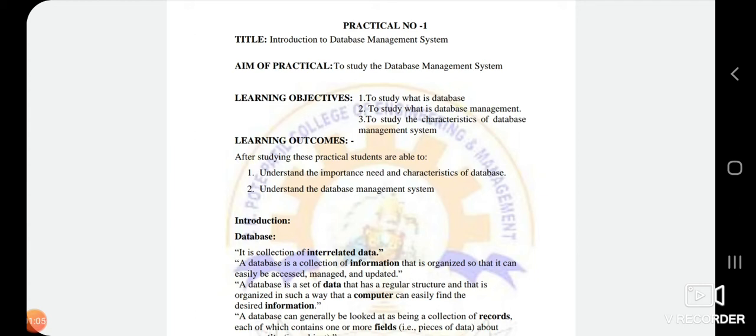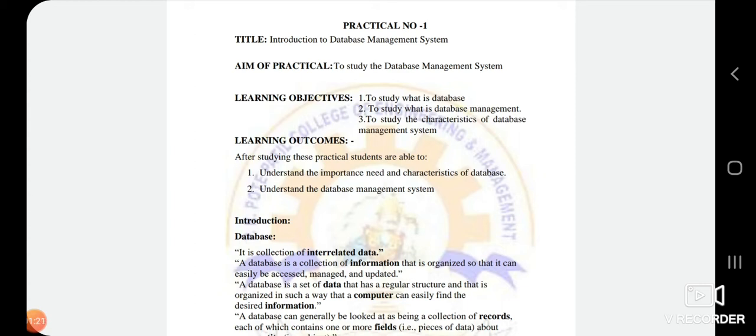Now, how to submit the practical, how to perform the practical, or how to go for the submission, that I'll explain to you in the following lectures. As I get the instructions, I am going to inform you people.